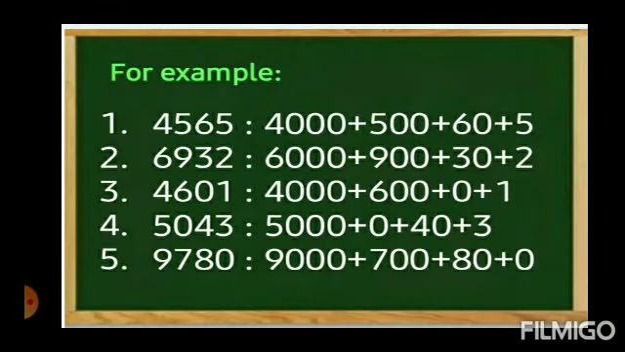Let us have some examples having the 0. If the 0 is there in the number, then how do we write it? Let us look into example 1. 4565 does not contain any zeros, so simply we can write it as 4000 plus 500 plus 60 plus 5. And the next one, 6932: 6 in the thousands place, 9 in the hundreds place, 3 in the tens place and 2 in the ones place. So the expanded form of 6932 is 6000 plus 900 plus 30 plus 2.